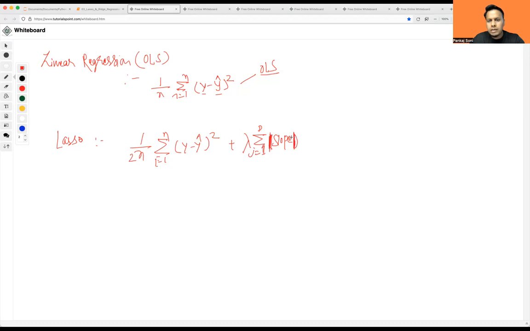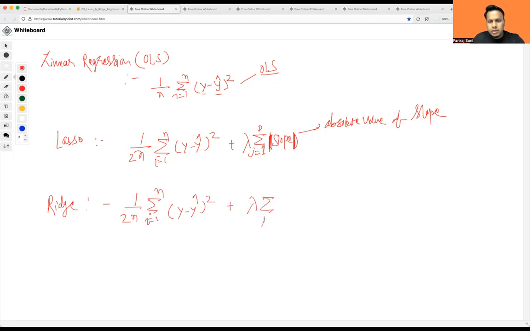There is no square. Okay, so I'll just mention absolute value of slope. Okay, and there will be a very similar equation for ridge also. Exactly 1 upon 2n, sum over i equal to 1 to n, y minus y hat square, plus this small difference. Okay, so j equal to 1 to n, and here we will have exactly the square of the slope.